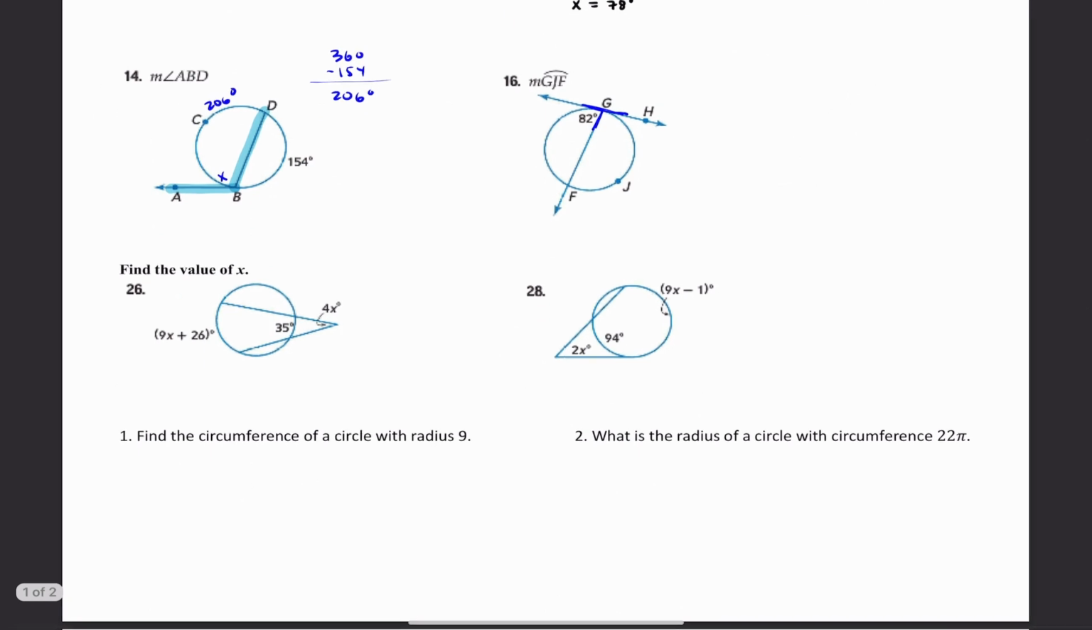And then number 26, that's the angle is equal to big minus small over 2, or sorry, big arc minus small arc all over 2, and that's 28 as well.